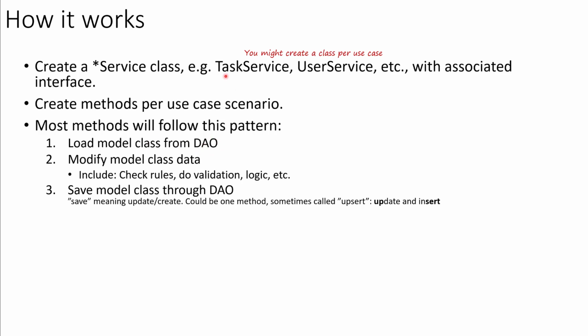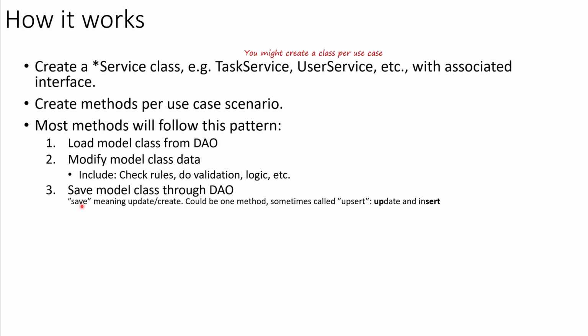So you would load a task. Then you modify the data. And this is where you apply your business logic. So you check whatever rules and do validation and so on. So before you set a negative estimate, you check, is it a negative estimate? In which case you would throw some kind of domain exception saying this is not allowed. And then you save your model class back to the database by using the data access object.